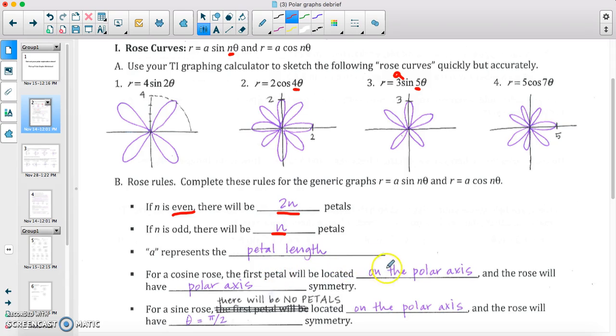For a cosine curve, when it talks about the first petal, if you graph it on a TI, you'll see the first petal graphed is on your x-axis, or on your polar axis. So on a cosine curve, you're always going to have your first petal on the polar axis, and it's going to have polar axis symmetry. So hopefully you noticed on all your cosine graphs, you've got that symmetry.